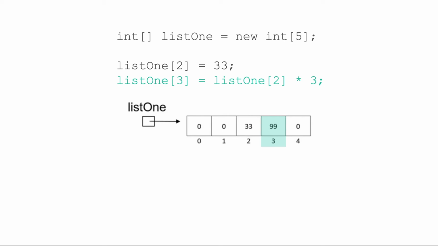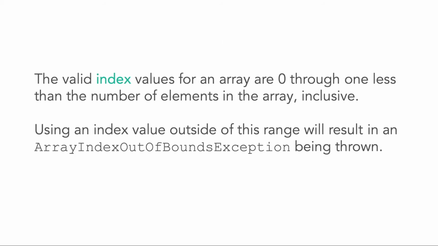Notice how I can use the values of elements within the array to assign values of other elements within the same array. In this example, I'm assigning the element in index 3 of the array list1 to store the value of the element in position 2 of array list1 multiplied by 3. This gives us 99.